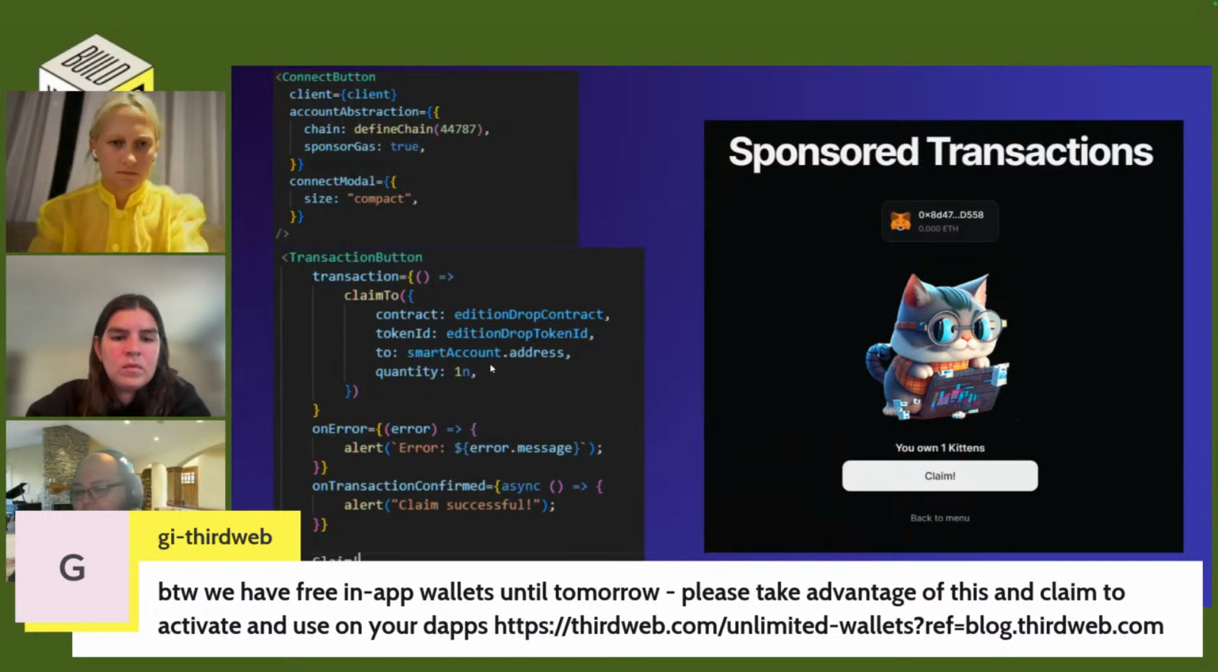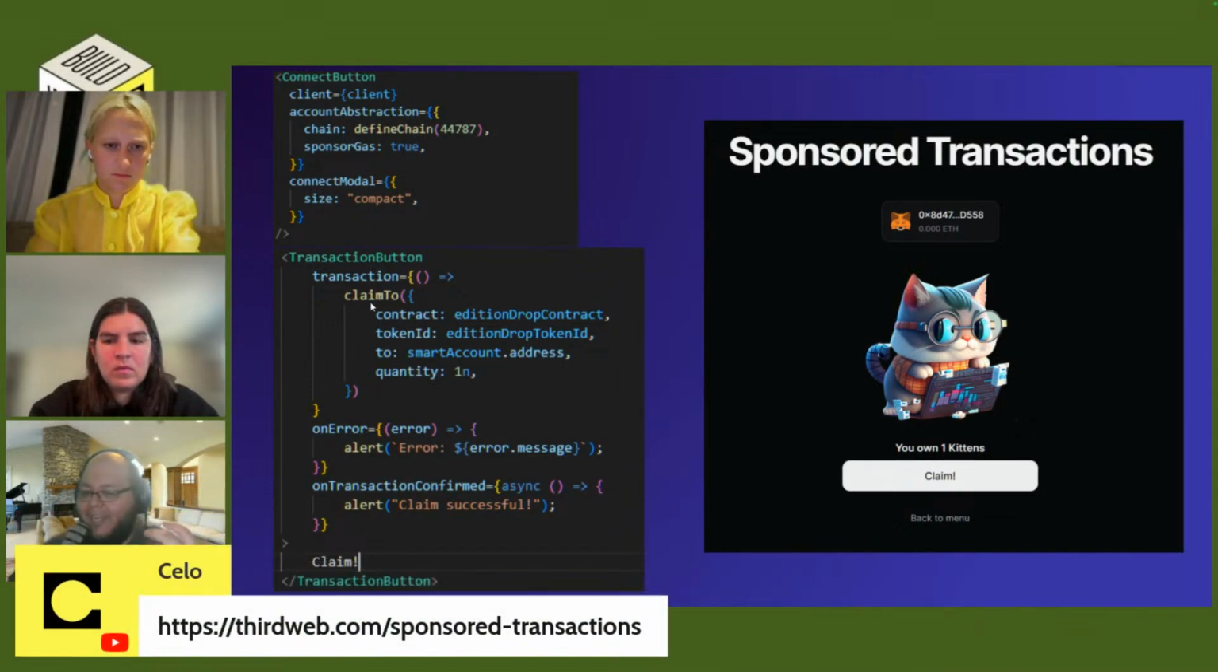So in this example, we have a transaction button component, which is this claim button that you see here. And again, this is where we see extensions. We have this claim to extension, right? This claim to extension will actually take in our contract that we're working with, and what token ID we want to give our user. Since this is an edition drop, this means it's an 1155 token.